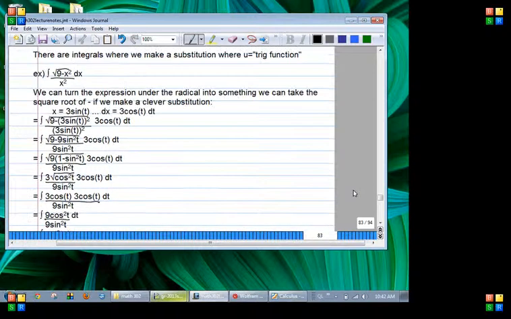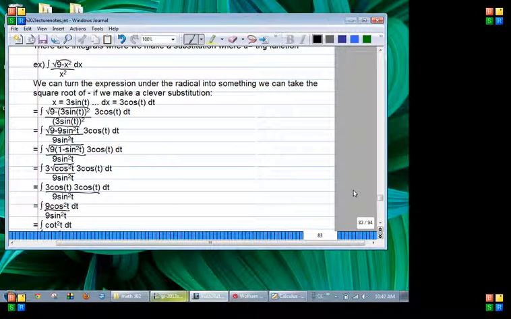So in this case, this looks like the square root of 1 minus x squared, so we know we're going to want a sine, but there's a 9 in front, so what does the constant have to be? 3. The constant has to be 3. So the substitution winds up being 3 sine t.